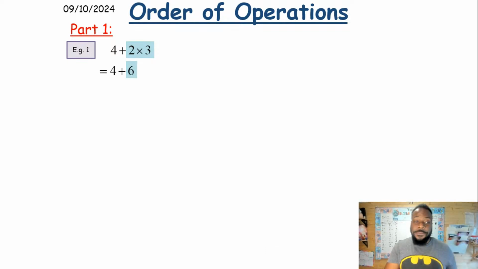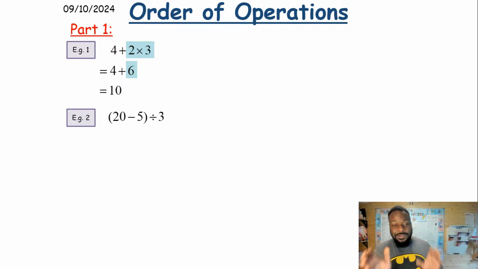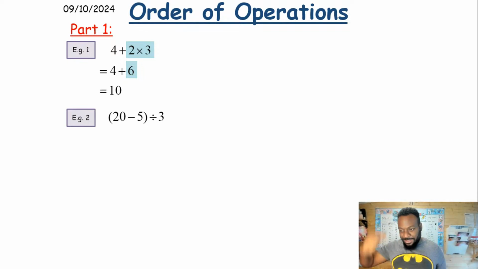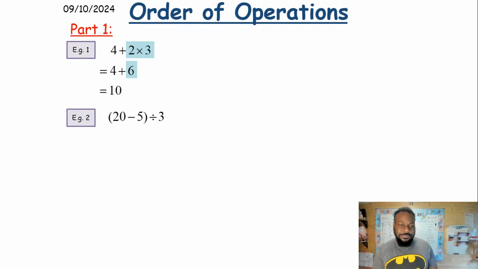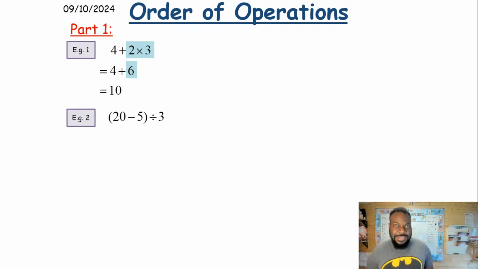All right, so 2 times 3, 6. So that comes down. And then 6 plus 4, 10. Or 4 plus 6, 10. Same idea. Okay, next example. 20 seconds. Okay, a bit more time than 10. Have a go. Okay, 10 more seconds.